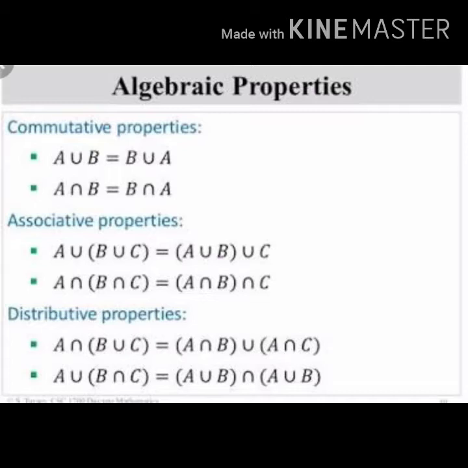Distributive property is nothing but A intersection (B union C) is equal to (A intersection B) union (A intersection C). Another one is A union (B intersection C) is equal to (A union B) intersection (A union C).